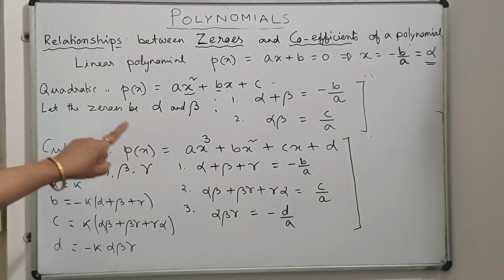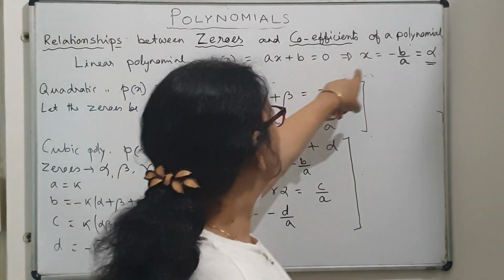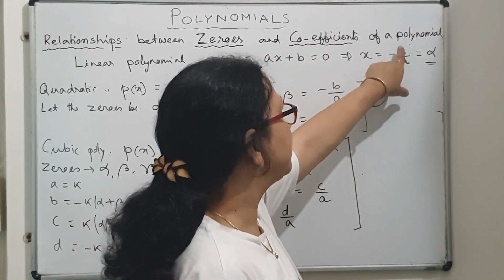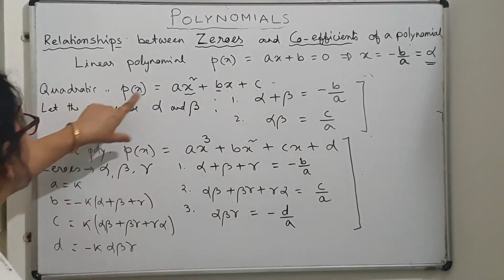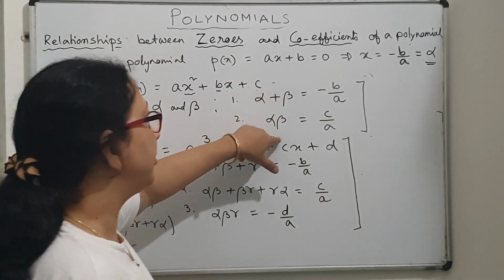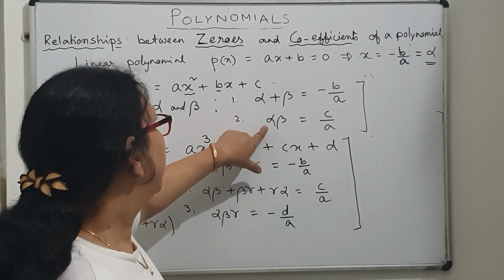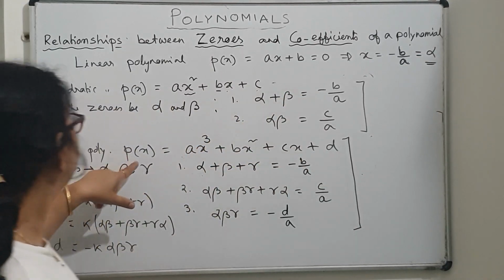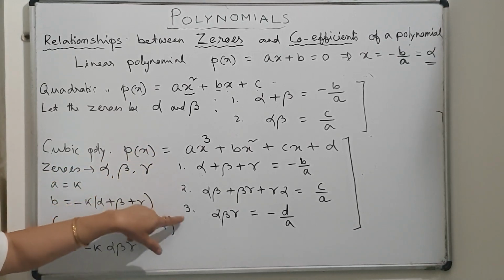So you see, if you now observe the pattern, when the degree is 1, that is linear, there is 1 relation, that is minus b upon a. When the degree is 2, there are 2 zeros and 2 relations. One is the sum of the zeros taken 1 at a time, the other is the product of the zeros. Here, when the degree is 3, that is a cubic polynomial, there are 3 zeros, so I got 3 relationships.